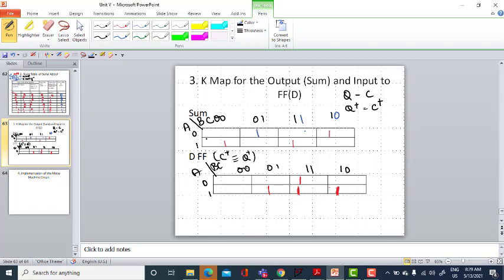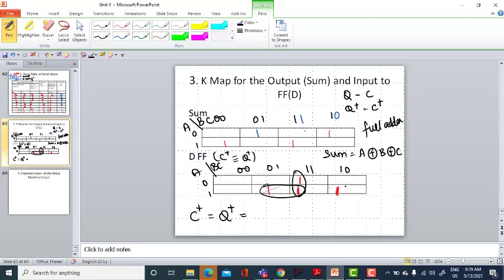When I see this sum, it's nothing but the sum table of a full adder. And we know the expression of the full adder sum: sum is A XOR B XOR C. Come here for the D flip-flop, which is C plus, equal to Q plus also. Again it's the expression for your full adder: A B, B C, A C. This is for your D flip-flop.